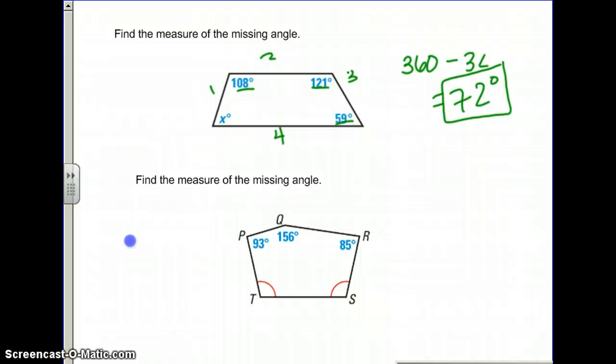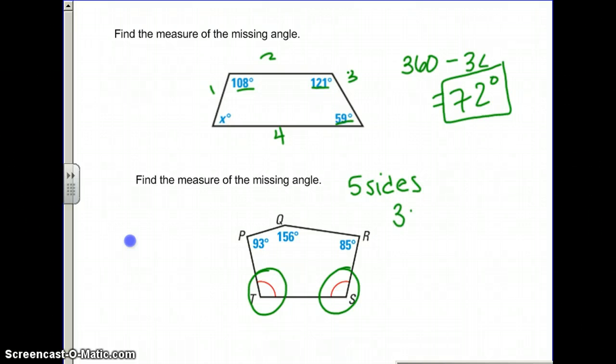Let's try the bottom one. The bottom one's a little trickier though because these are congruent. So push pause and let's see if we can figure it out. Okay, so there are 5 sides in this figure. So if we want to figure out how many degrees there should be total, we take 5 minus 2, so 3 times 180, and we see that there are 540 degrees total.